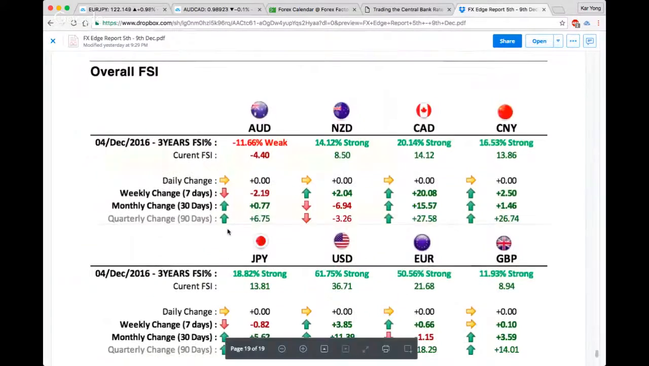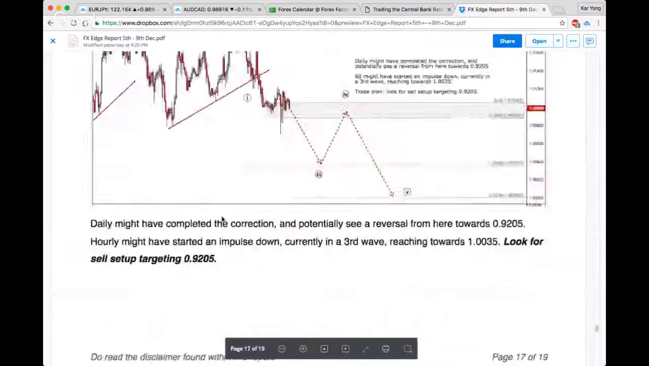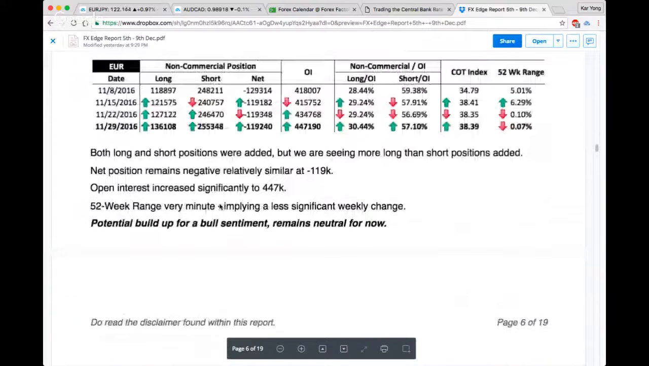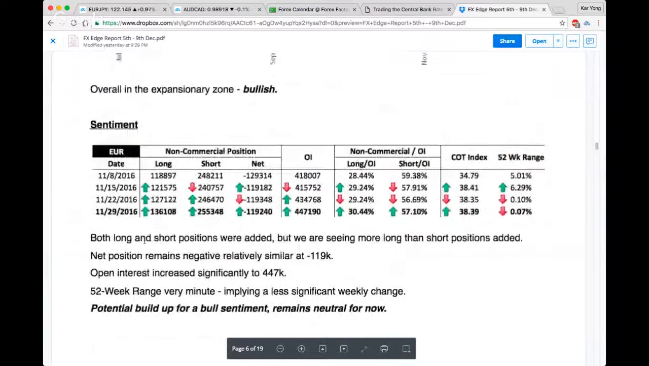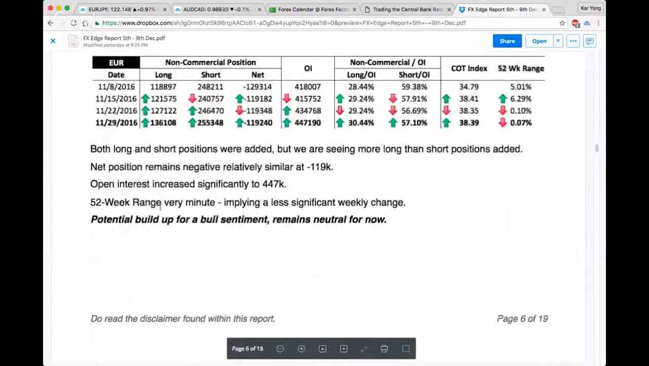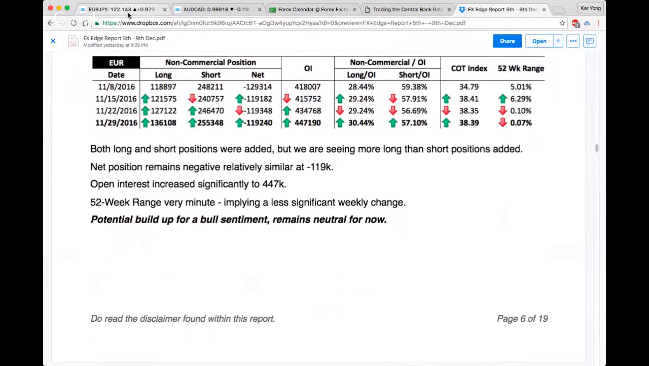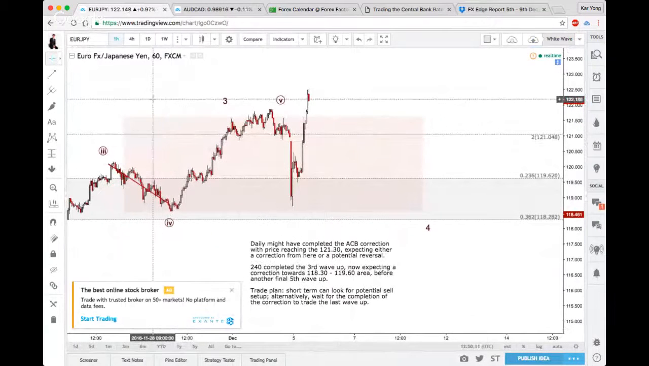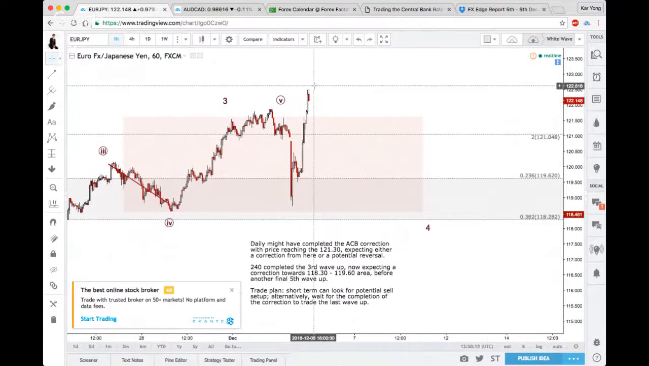And if you look into Euro, just now I shared with you the sentiment perspective, the COT aspect of Euro. We are seeing that there's a bull potential building up over here. This is on Euro. We talk about this potential build up for bull sentiment in Euro. So that's why I'm also paying very close attention to Euro Yen, and see if I can find a confluence between fundamental, sentiment and technical aspect.